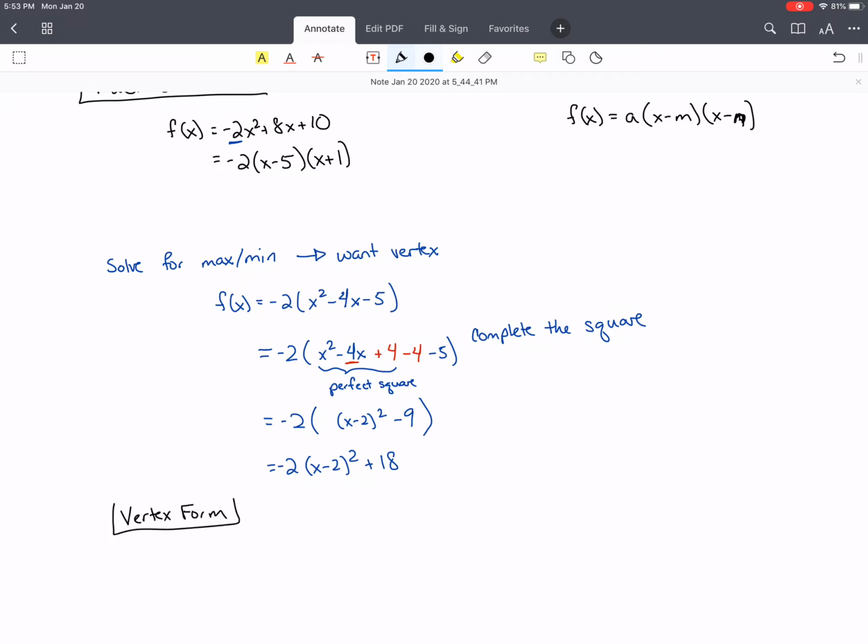So vertex form looks like f of x is equal to negative 2 times x minus 2 squared plus 18, or f of x is equal to a times x minus h squared plus k.